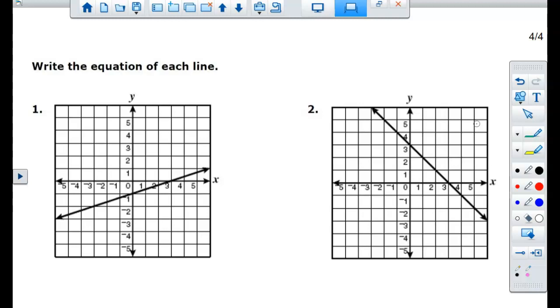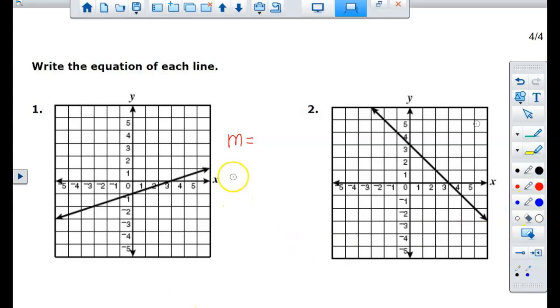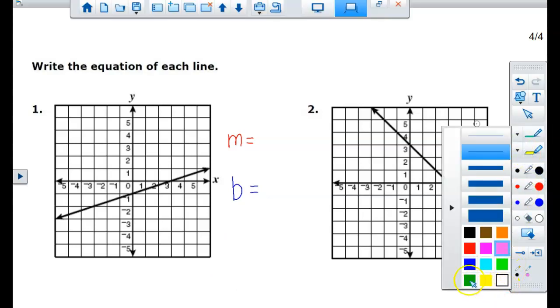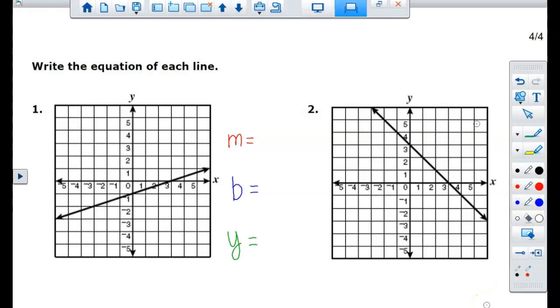All right, so next up, we're going to write the equation of these two lines. Now you'll notice this time what I'm doing is I'm giving you a graph. But we are going to follow the same process. We are going to find m, we are going to find b, and then we are going to write that y equals mx plus b equation. So let's talk about how we're going to do this. Let's start out with our finding m.